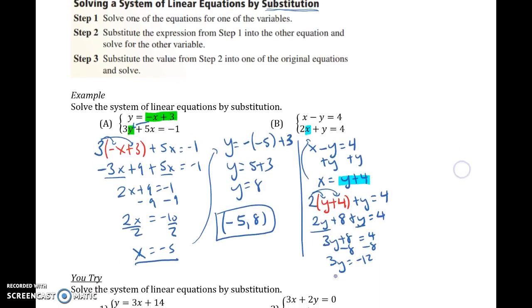Let me scoot that up just a little bit. So I'm going to get y equals negative 4. Okay. And I want to go ahead and solve for x. And it doesn't matter which equation you use. You can always go back to the original. You can use the one that you solved for.